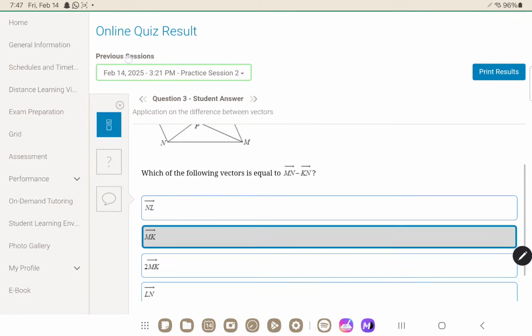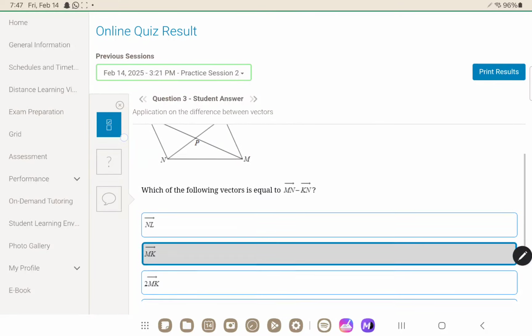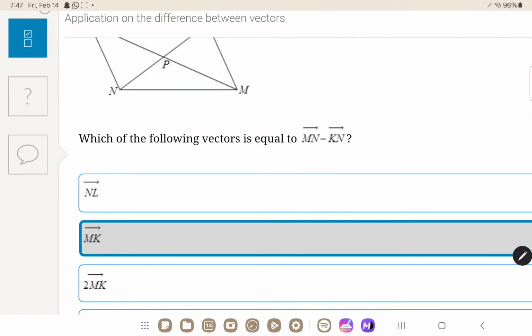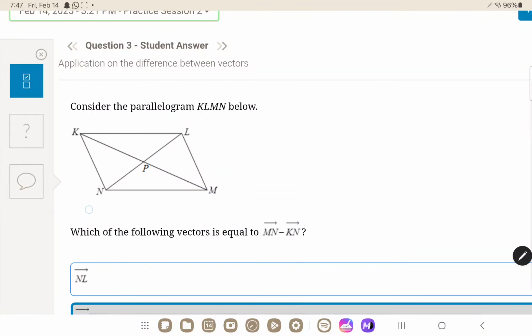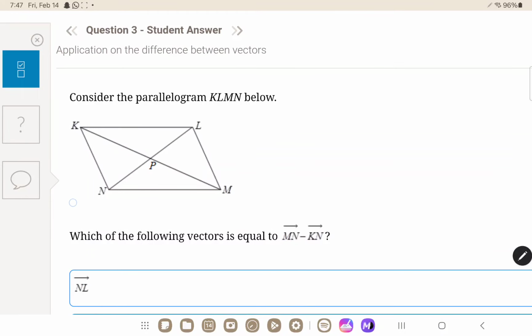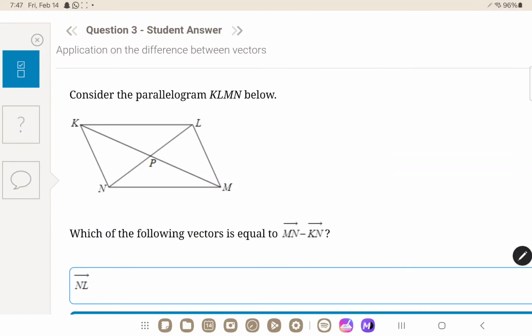Okay, so here we go. Now next question, which of the following vectors is equal to MN minus KN? Now we need to look. Vectors are directional, so it matters which direction they go. So we want MN minus KN. And what's that going to be?